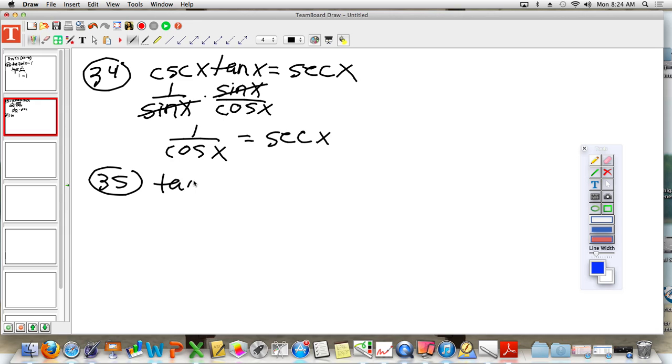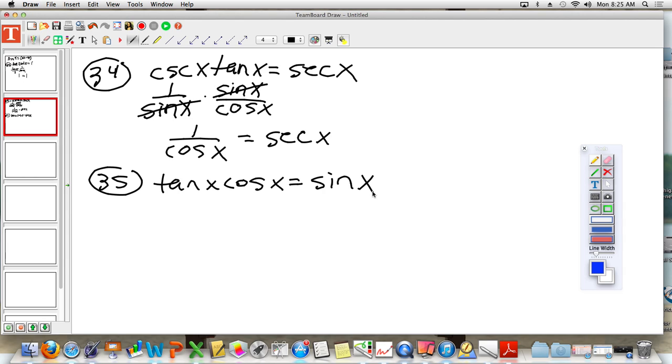Tangent of x times cosine of x is equal to the sine of x. What I usually do is start with the long side and make it look like the short side. Don't start with the sine of x and try to make it equal tangent of x times the cosine of x. That would be silly. All right, so help me out. What can I write tangent as?